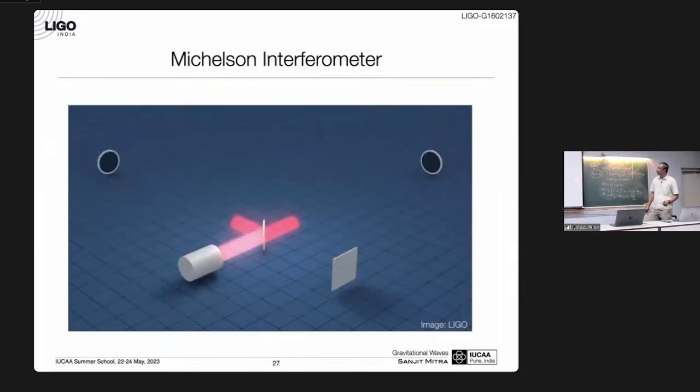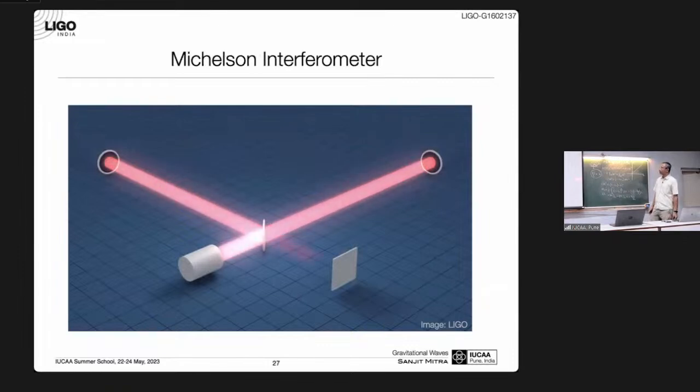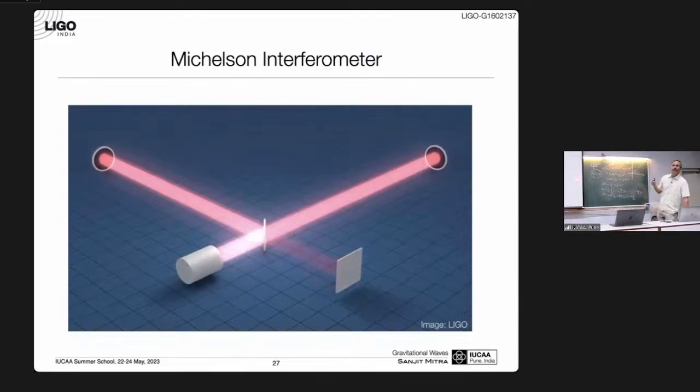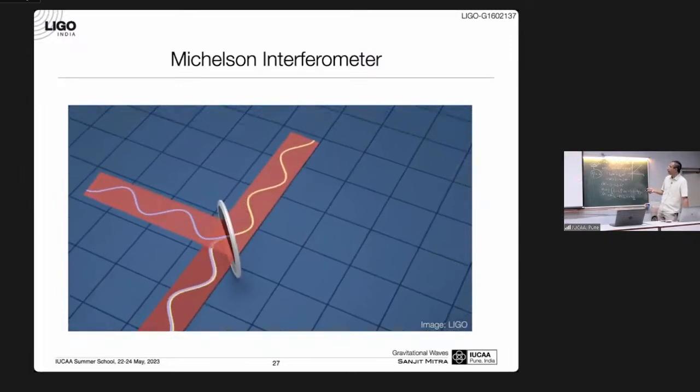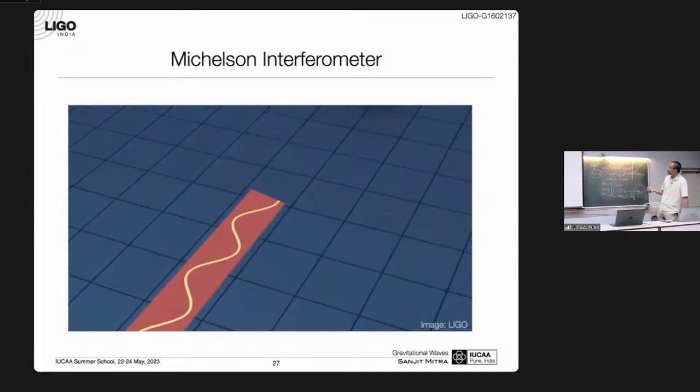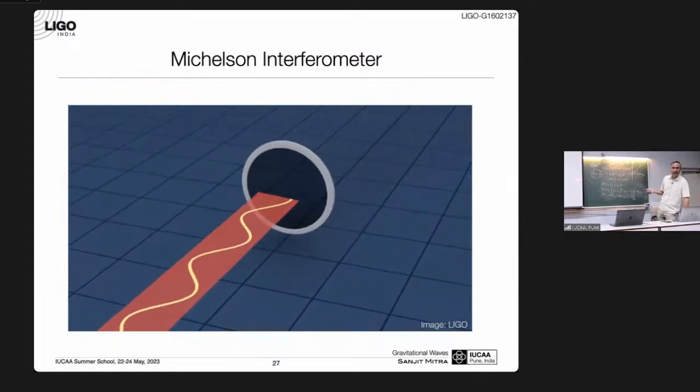Now let's come to how it is actually detected. This is a Michelson interferometer. It's a very advanced Michelson interferometer. We'll come to that, but let's start with this. Light is split by this beam splitter. It's coherent laser light.